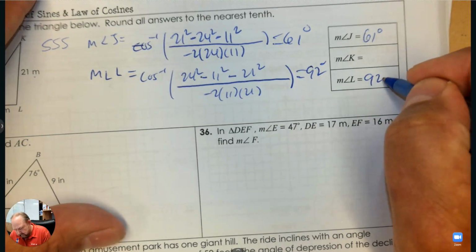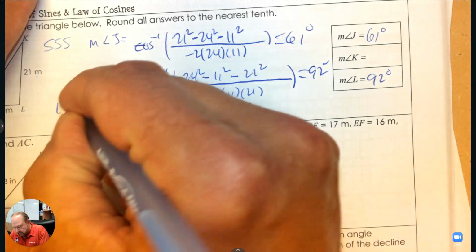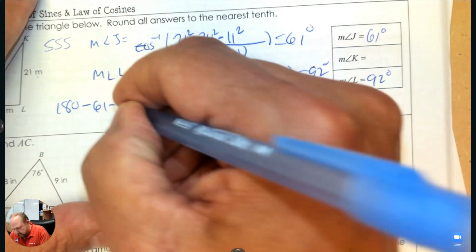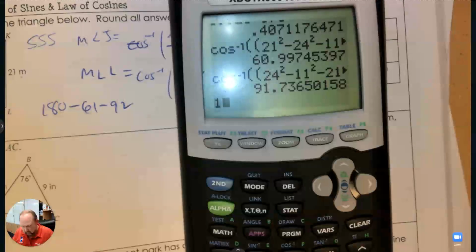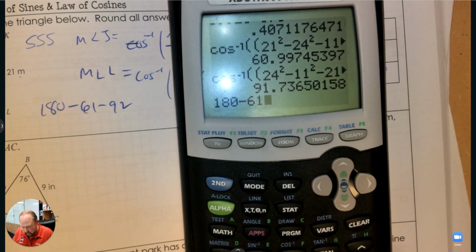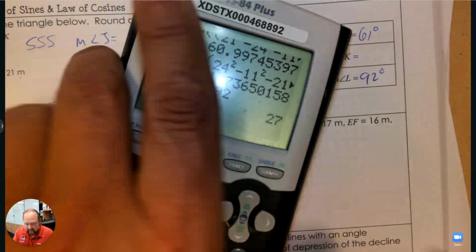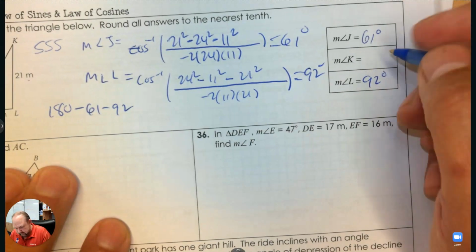So L is 92. Now to find that last one, you would go 180, subtract, in this case, subtract 61, subtract 92. So 180, subtract 61, subtract 92. And that last angle is 27.